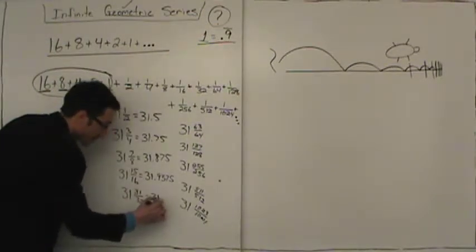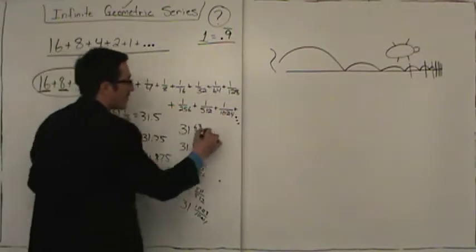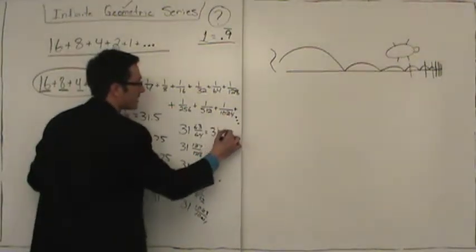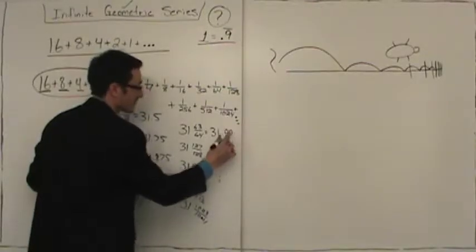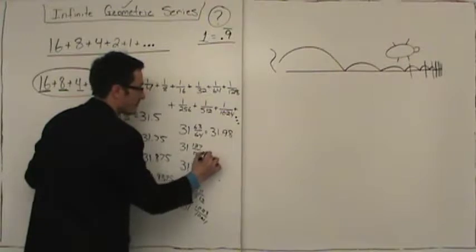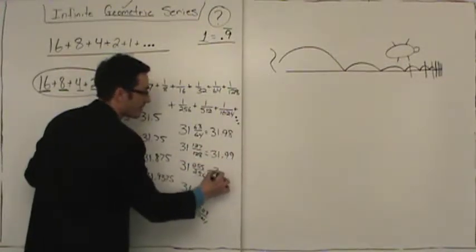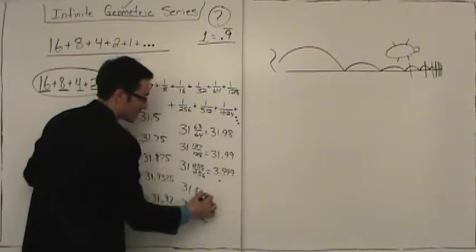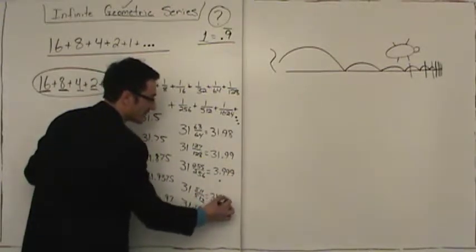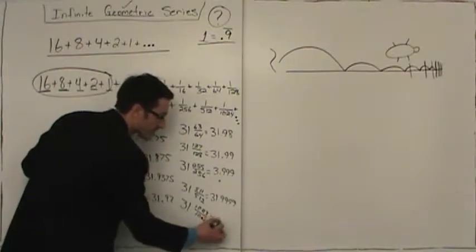31 and 0.97. 31.98, this is 31.99, this is 31.999, this is 31.9999. Okay, a little off, but I want you to get the concept.